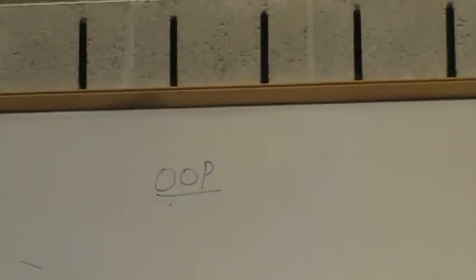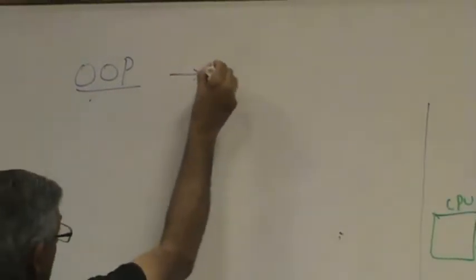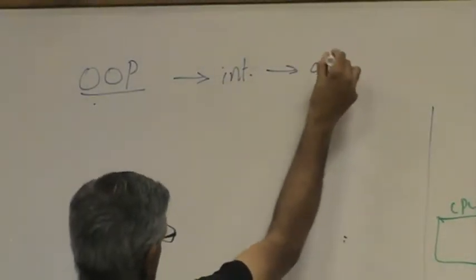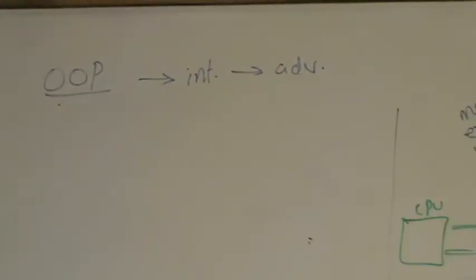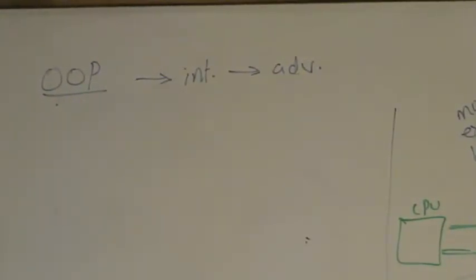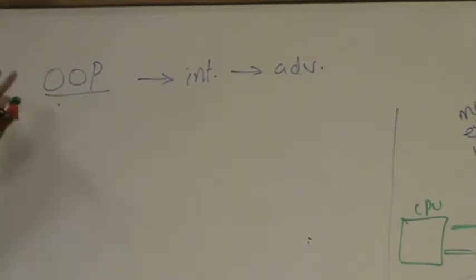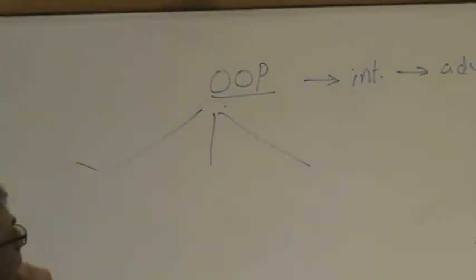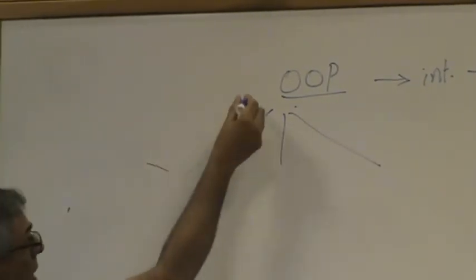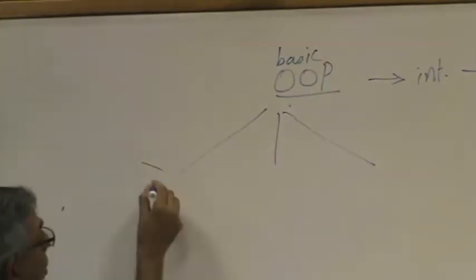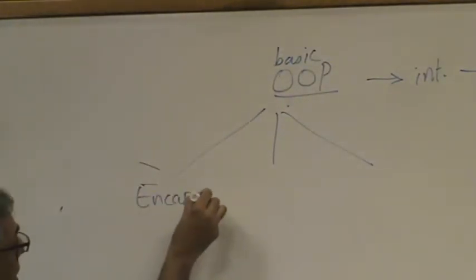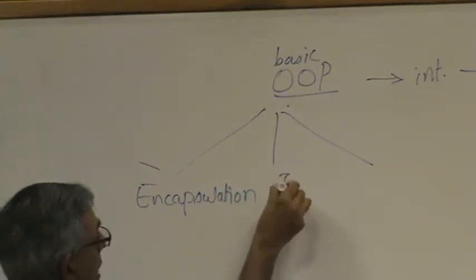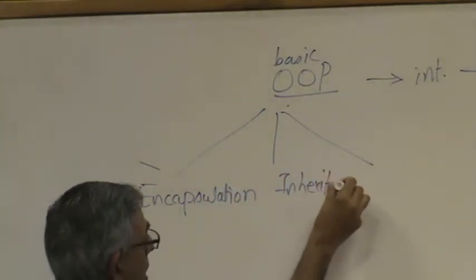So now coming to our learning of C#. The first thing we need to do is learn the fundamental object-oriented programming. Then I will move to the intermediate level, and then to the advanced level. So even though we are going pretty slow, gradually I'll pick up the speed. Coming to basic object-oriented programming, as we discussed, we have 3 key concepts. And what are those? Encapsulation, inheritance, and polymorphism.